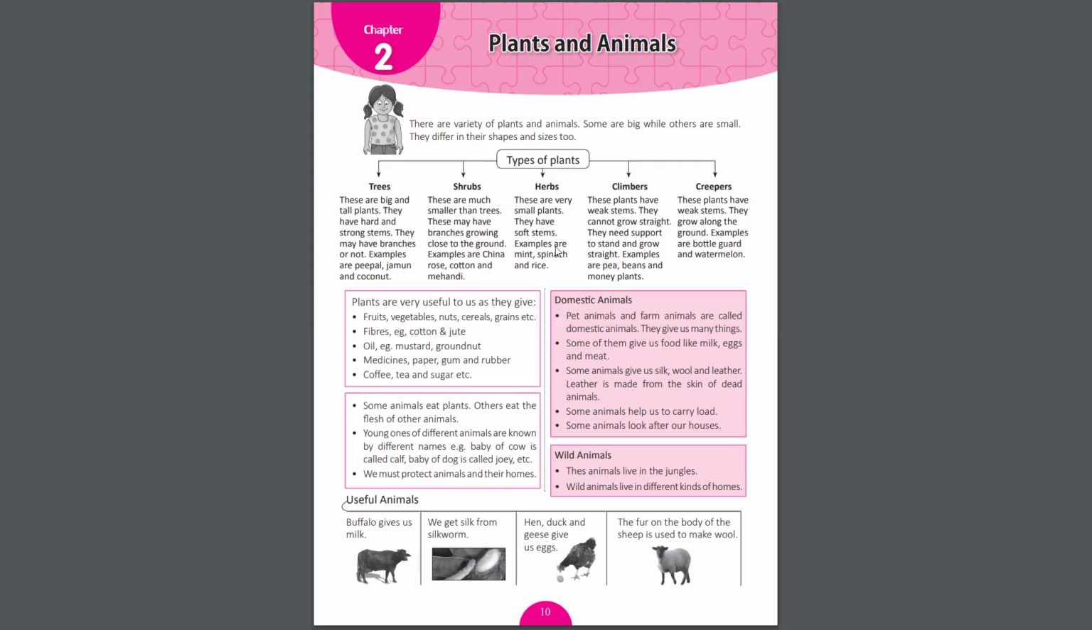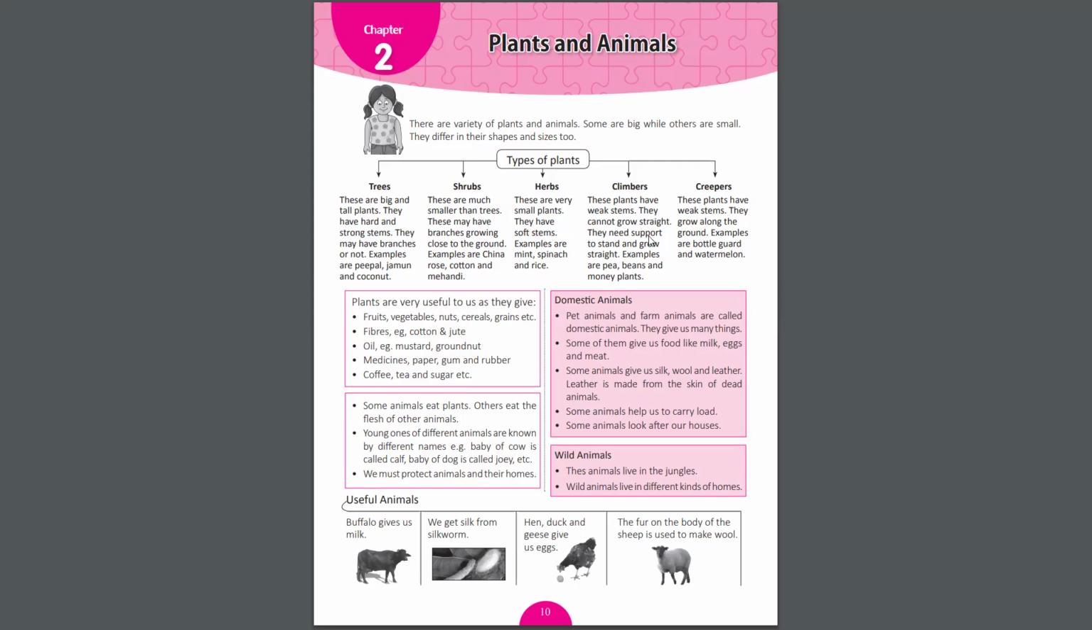Herbs, they are very small plants. The stems are really soft. You always use these types of herbs in your kitchen. Have you ever seen coriander leaves? Have you ever seen mint leaves, spinach? All these are herbs because they are really soft. Your mom can break the stems easily with her hands only, right? So these are herbs.